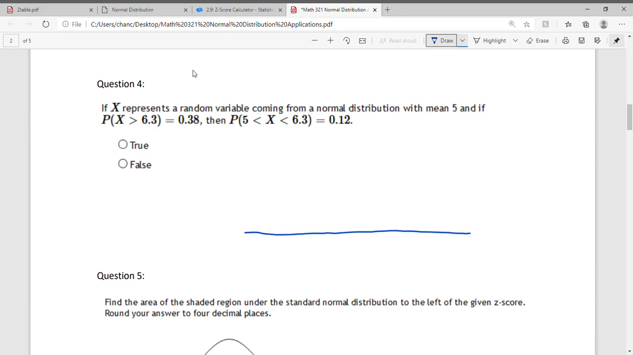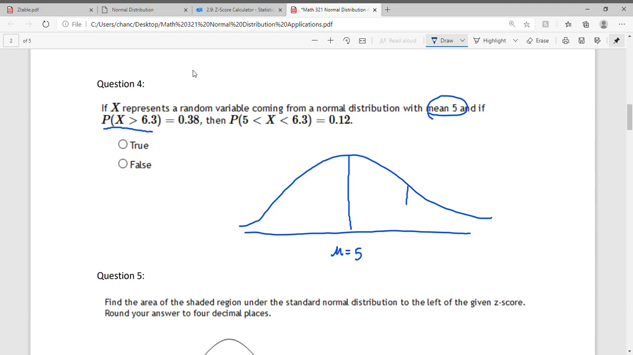Again, let's draw some pictures and try to figure this one out. We know the mean is 5. That's right in the middle. The mean is equal to 5. And we know that the probability of x greater than 6.3 is 0.38. So let's say x equals 6.3 here. And I know this area to the right is given to be 0.38.